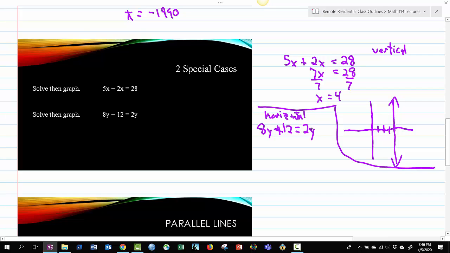Subtract 8y from both sides, leaves me with 12 equals 2 minus 8, which is minus 6y. All right. Divide both sides by minus 6 to isolate the y, right? y equals minus 2. Remember, it's a horizontal line. So if you drew a graph, minus 1, minus 2, you'd get a horizontal line where y equals minus 2.